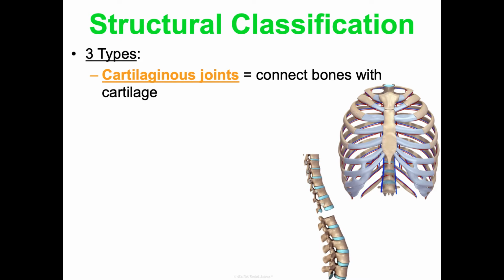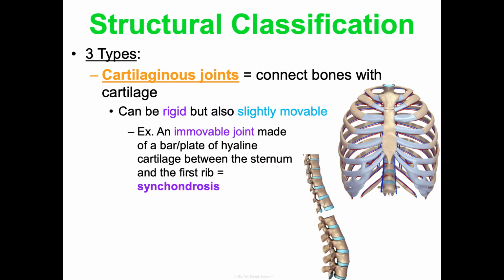Another type are your cartilaginous joints. These are connecting your bones with cartilage, and they can be rigid but slightly movable. An example that is not movable at all, it's totally immovable, is in your sternum and the very first rib right there. That's an immovable joint. There's a bar, or you could say a plate of hyaline cartilage between your sternum and your first rib, and that's called a synchondrosis.